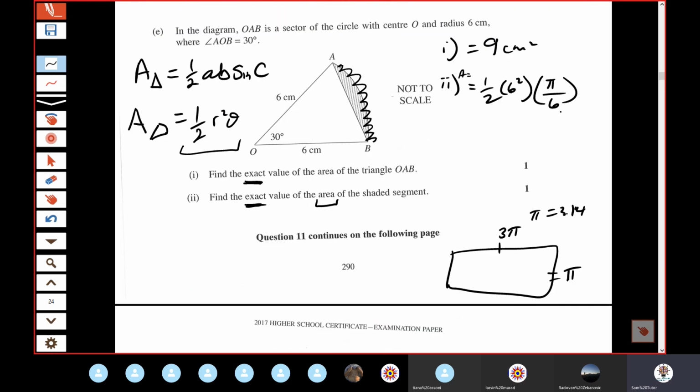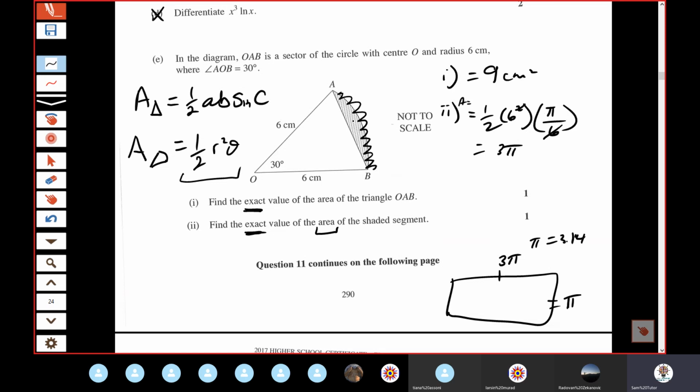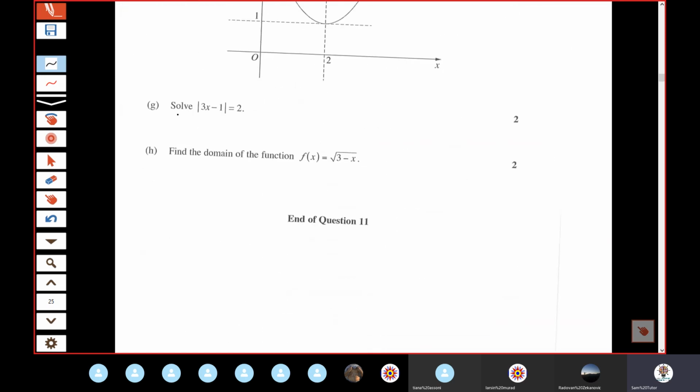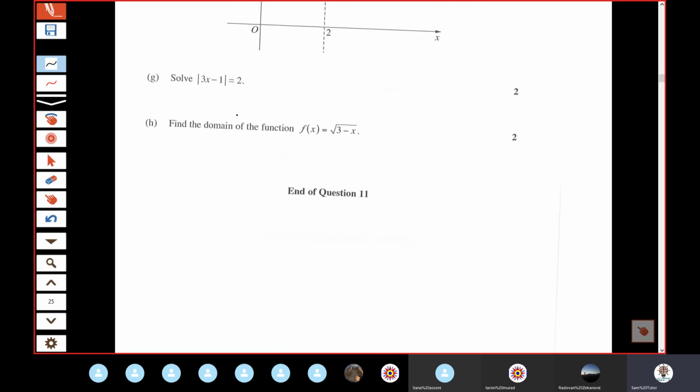All right. Easy. The answer to this, 6 and 6 cancels out. 6 on 2, I think the answer is 3 pi in exact form. So that's what should have happened to you. All right. Any questions? All good. Next one, solve and find a domain, G and H.